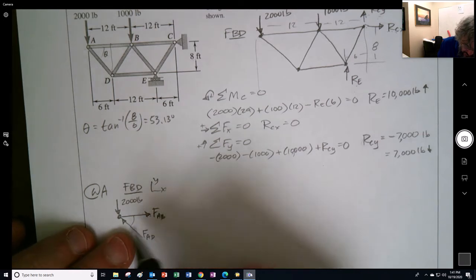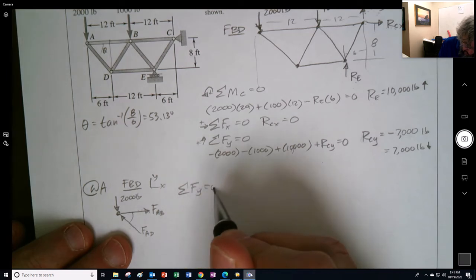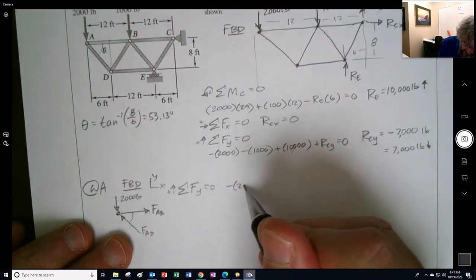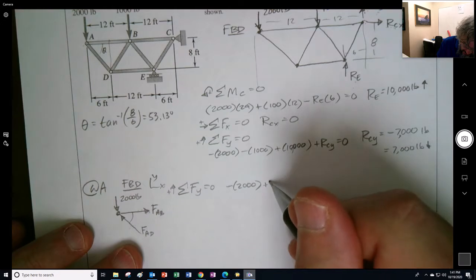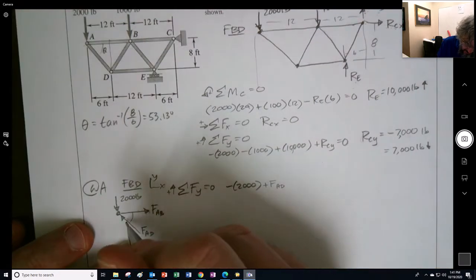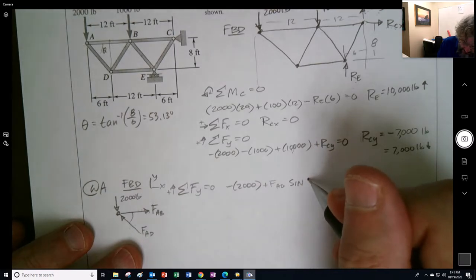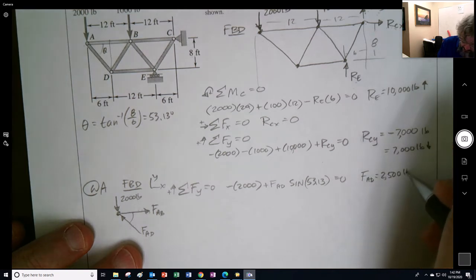So let's see. We have to use the vertical direction first. So sum of the forces in the y direction equal to 0 here. Declare up as positive. We have a negative 2,000. And then in the positive direction, we have FAD, and that's going to be the sine. Did I do that right? Yes, I believe so. The sine of 53.13 equals 0. And we get FAD is going to be equal to 2,500 pounds.